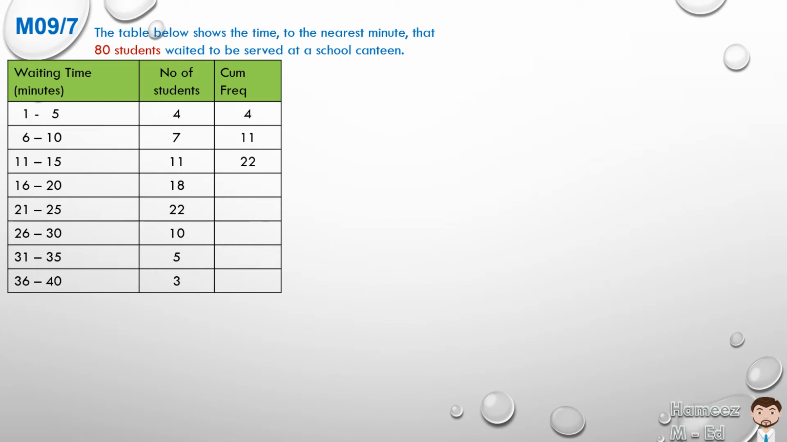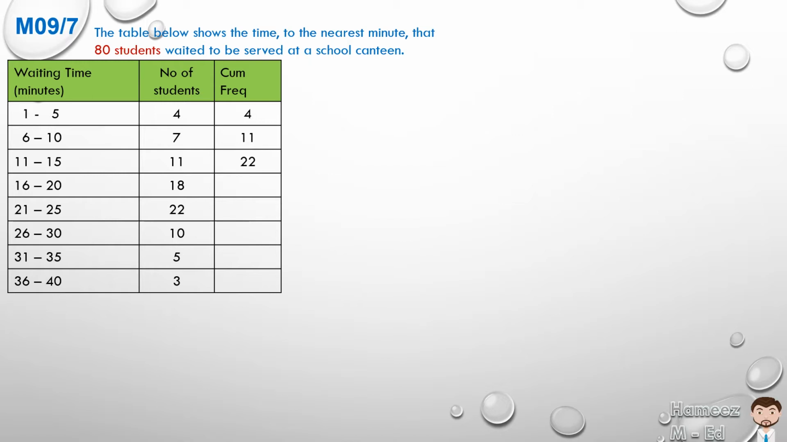The first class interval is 1 to 5, meaning the students who waited 1, 2, 3, 4, or 5 minutes. How many students waited so long? 4 students. And in the second interval, from 6 minutes to 10 minutes, 7 of them waited there, and so on and so forth. And we can see the maximum time that any student waited was between 36 to 40 minutes.